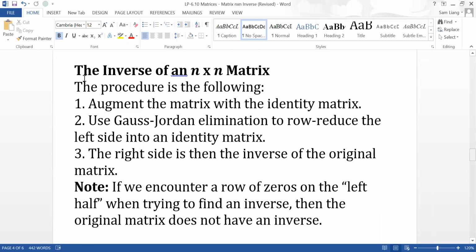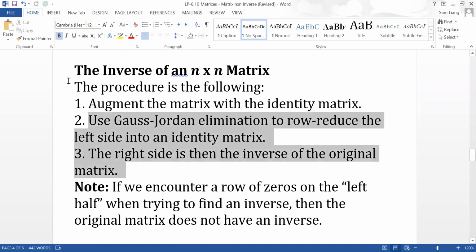Can someone read this slide here, please? All right, we'll go to Joel and then Suhani, and then Leo and Syed for the next ones. So Joel, can you read this part?